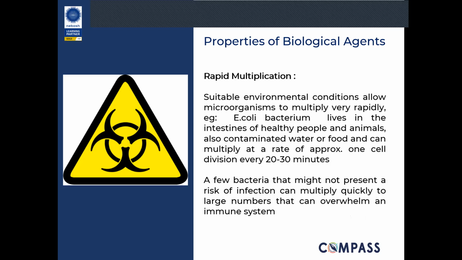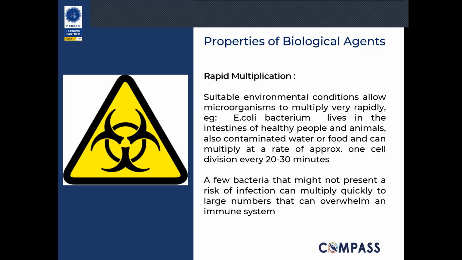Rapid multiplication. So this ability to start the movement, and you've probably seen it under microscopic growths, where it starts off as 1, then it multiplies to 2, to 4, to 8, to 16, and so on. So the rapidity of that multiplication is an interesting factor to consider in terms of a property. Suitable environmental conditions allow microorganisms to multiply very rapidly. For example, E. coli. It lives in the intestines of healthy people and animals. So we may have it in our systems for a while. Some people could be asymptomatic, as was mentioned before.